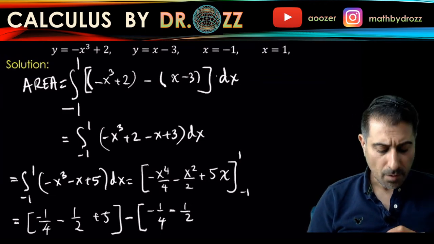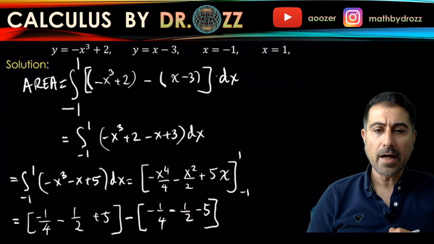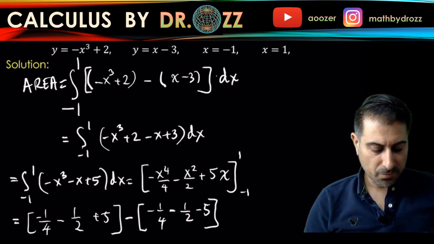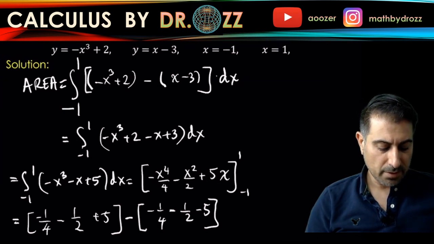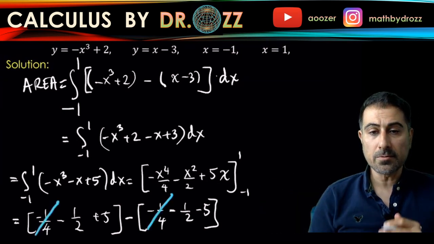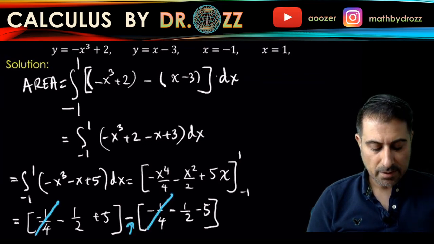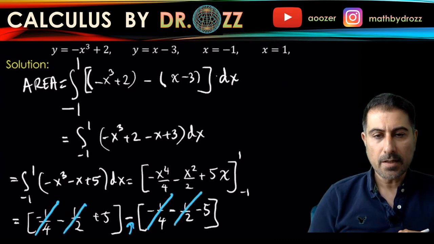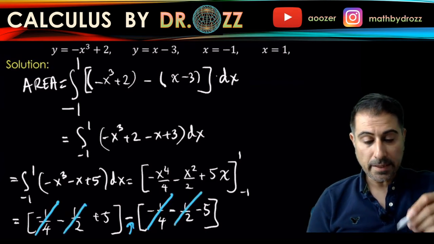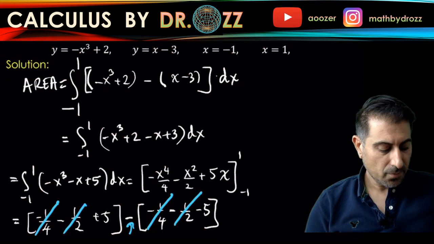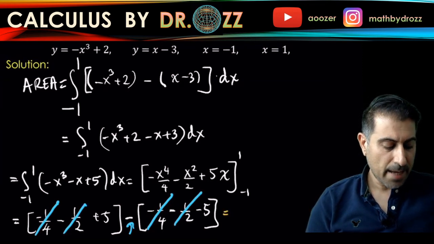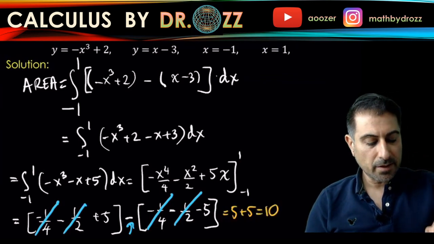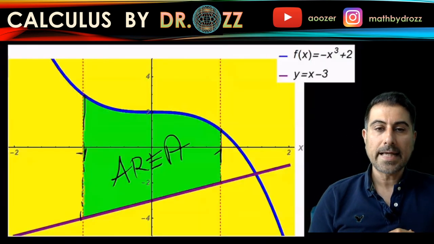Please go ahead and simplify this. To start with, minus 1 over 4 and minus 1 over 4, and there's the minus sign here, so we subtract two same numbers, 0. Same thing here, minus 1/2 and minus 1/2 cancel out. So this is 5 plus 5, and that is equal to 10. I can go ahead and say this area is exactly equal to 10.